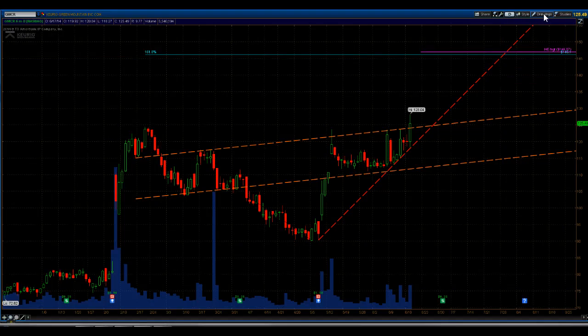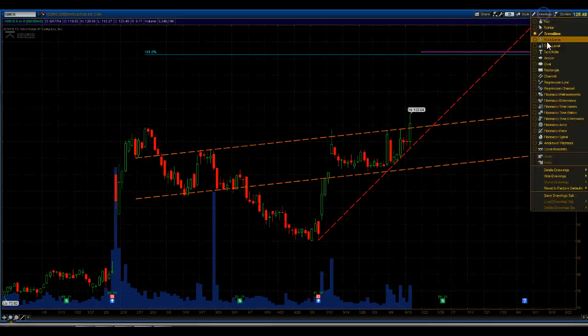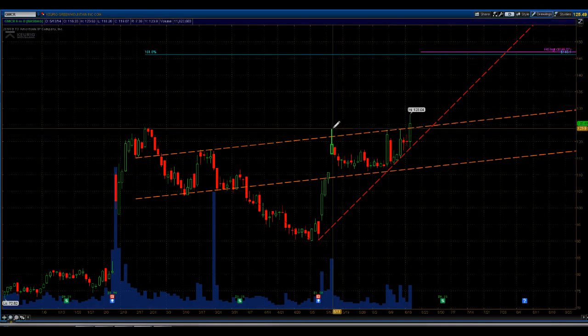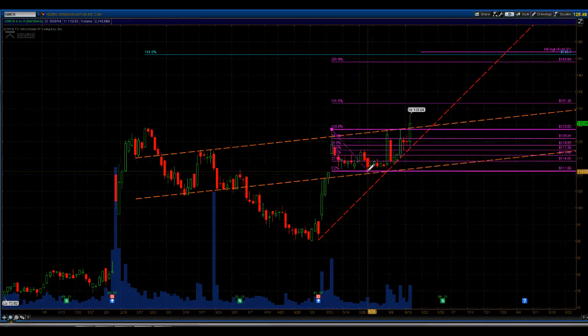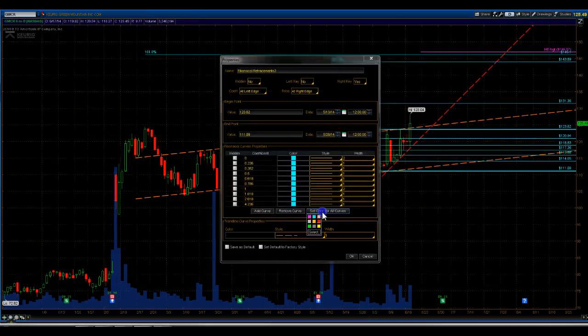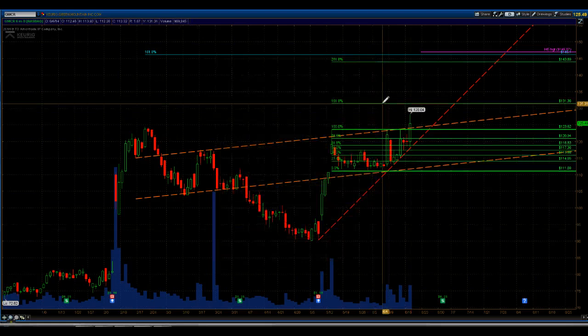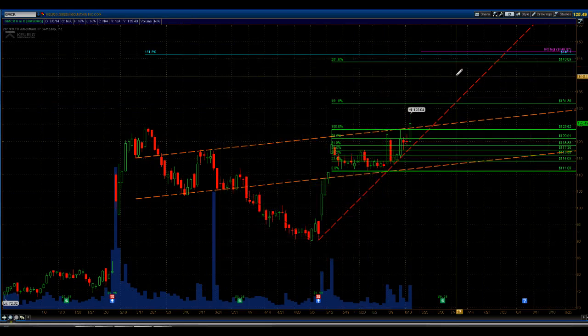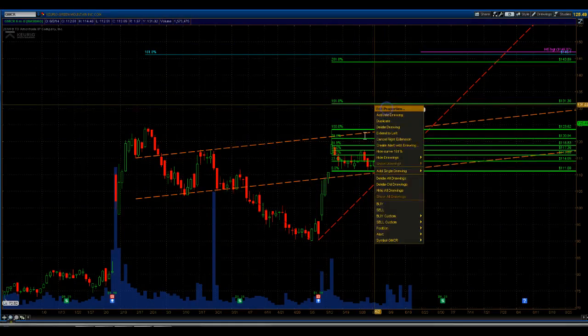If you want to check your work a little further, maybe you need another reason, you could always just test your Fibonacci's against other price points. You see this one establishes the 261.8 retracement from that pattern here at the 144 level.